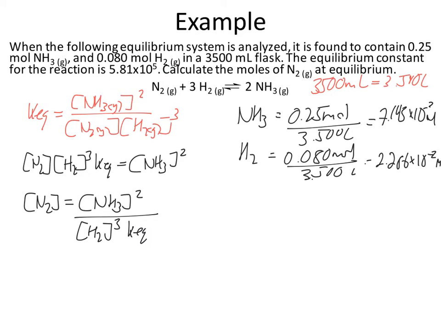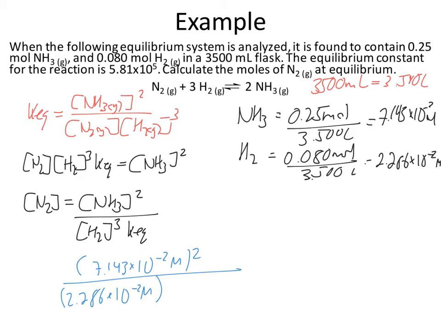If we plug that in there, NH3 is going to be 7.143 times 10 to the negative 2 molar to the power of 2, divided by 2.286 times 10 to the negative 2 molar to the power of 3, multiplied by our K equilibrium, which is 5.81 times 10 to the 5. So if we do all this through, we get 7.4 times 10 to the negative 4 molar. Now, it's asking us for moles of N2.